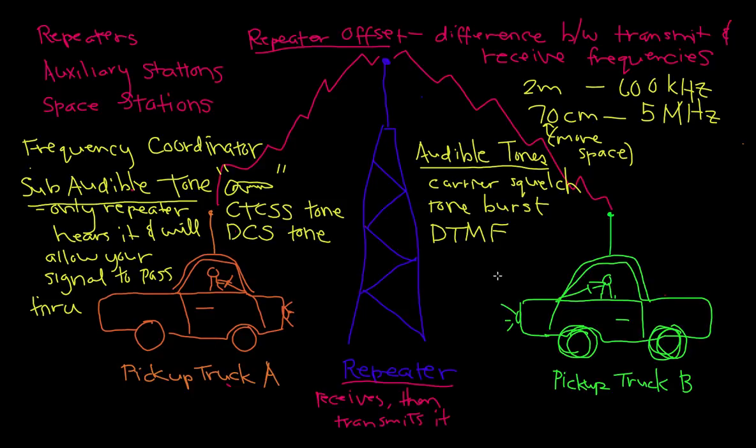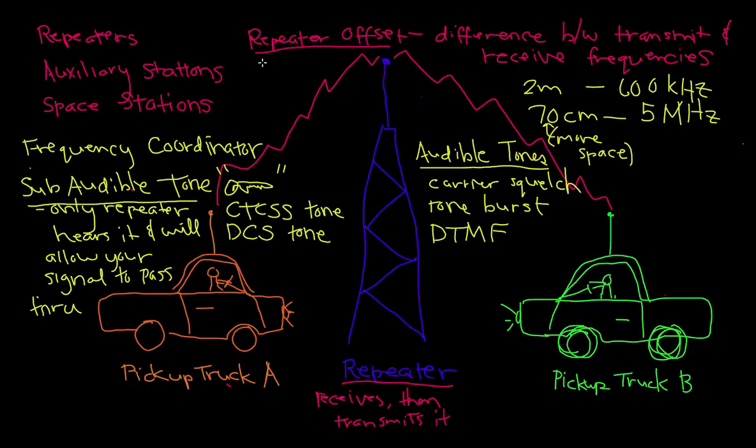Now, many times you might be able to hear the repeater just fine, but you might find the repeater can't hear you. It's not retransmitting your signals. And if you hear the repeater but cannot access it, you may be using the wrong CTCSS or DCS tone. That's why this is very important. It's also possible you're transmitting on the wrong frequency and you set your offset wrong. Again, remember repeater offset. You have to make sure your transmit and receive frequencies are set the right way.